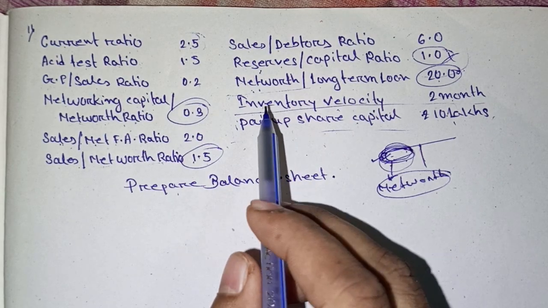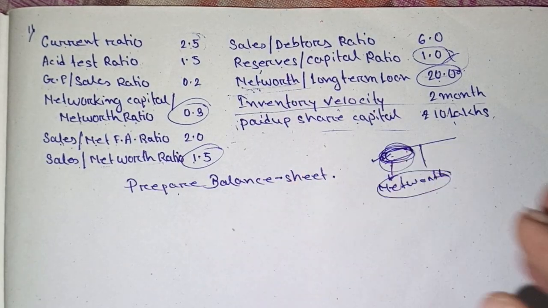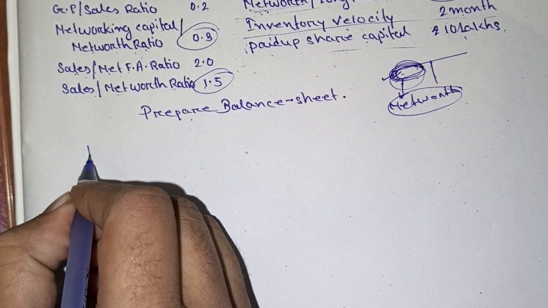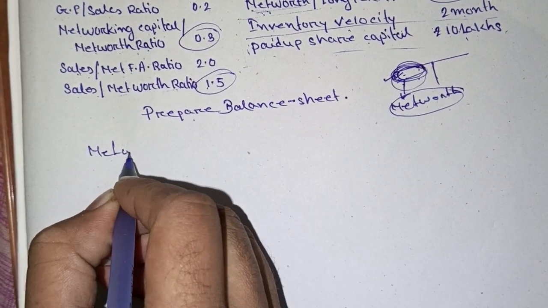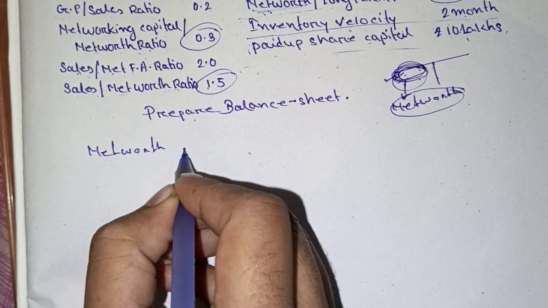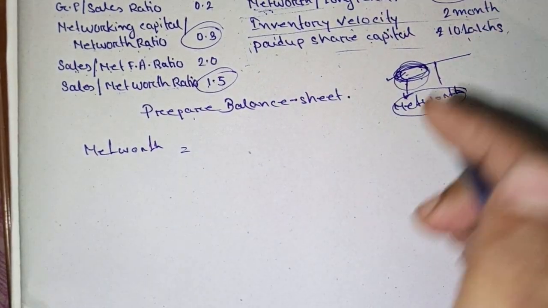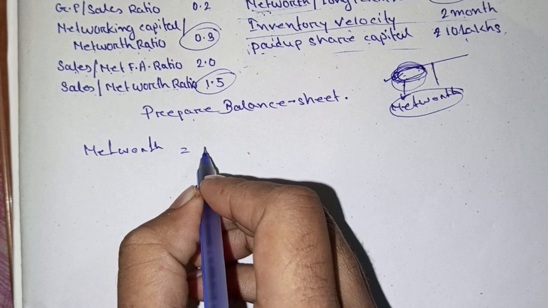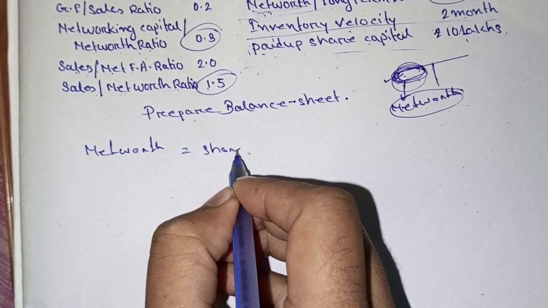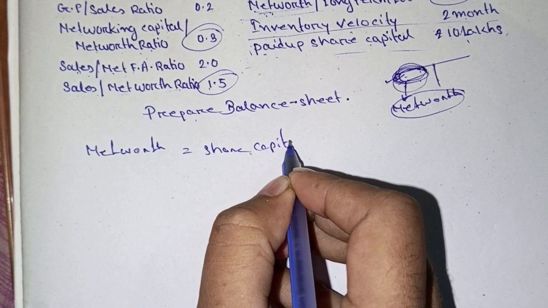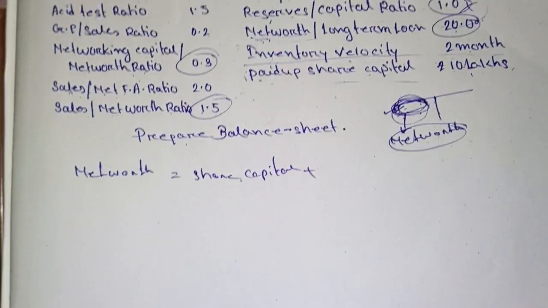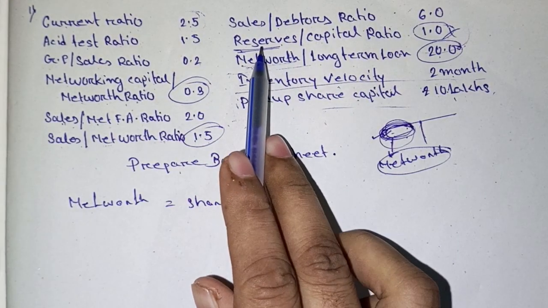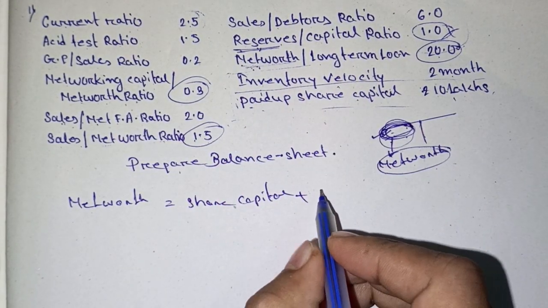First we have to find out what our net worth will be. How do we calculate net worth? Net worth equals the paid up share capital, you can write it as share capital, plus reserve. Share capital plus reserve.